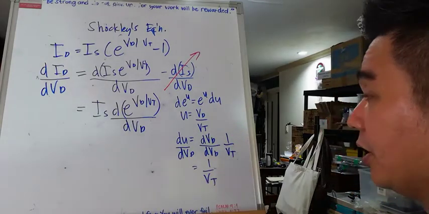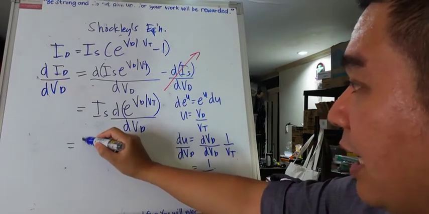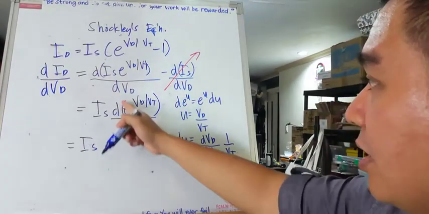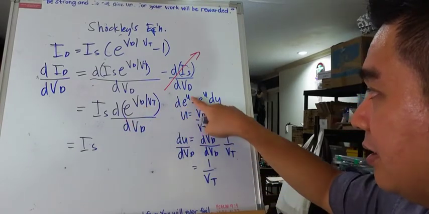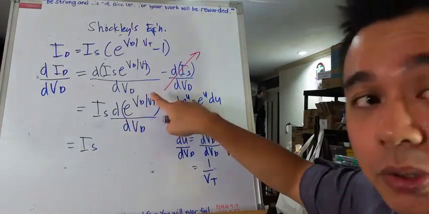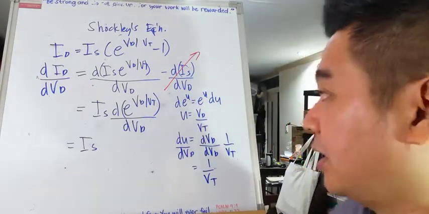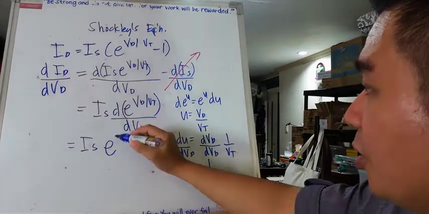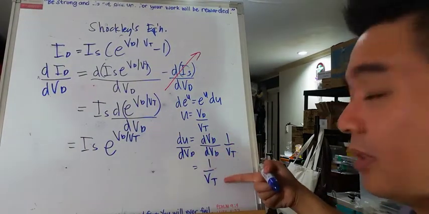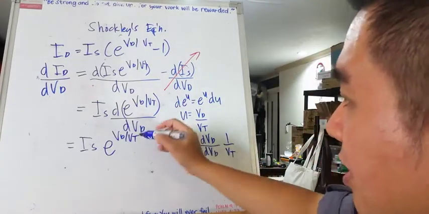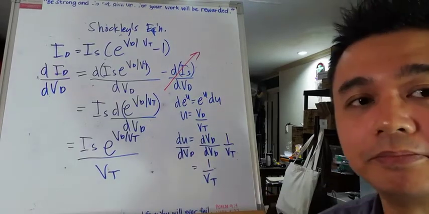Kailangan natin makumpleto, no, yung ating derivative. So this is equal to I sub S times, so yung derivative nito, this is e raised to u. Derivative of e raised to u is e raised to u times du. So we have e raised to u, ano yung du natin? 1 over VT. So we have, lagay na lang natin over VT dito.